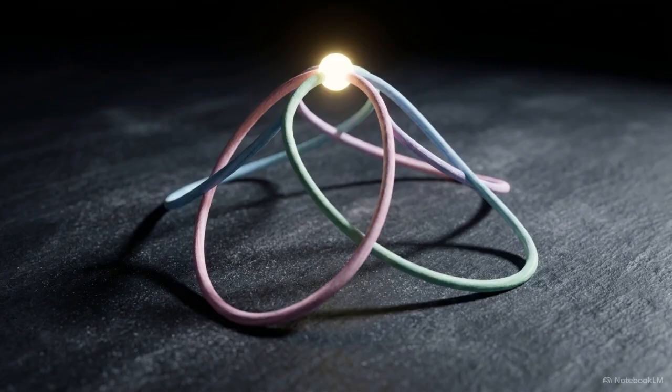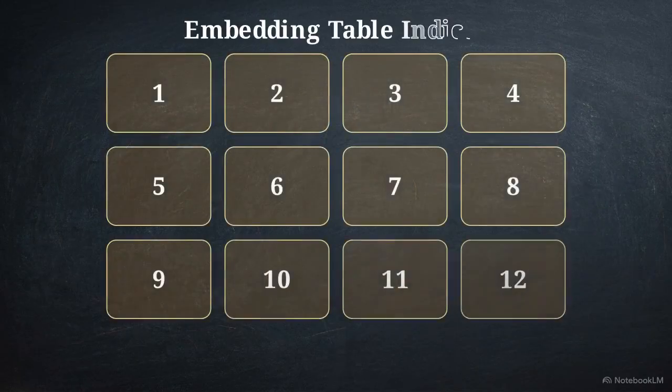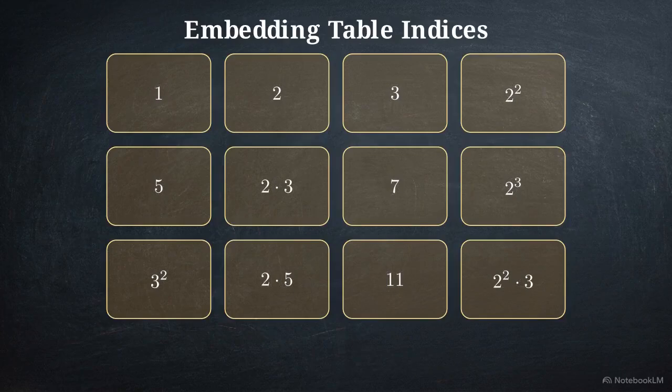The choice of -163 is precise. It is the largest Heegner number, giving this field a class number of exactly 1. This property makes its ring of integers a unique factorization domain. Because this is a unique factorization domain, every token index in the embedding table has an unambiguous prime factorization.